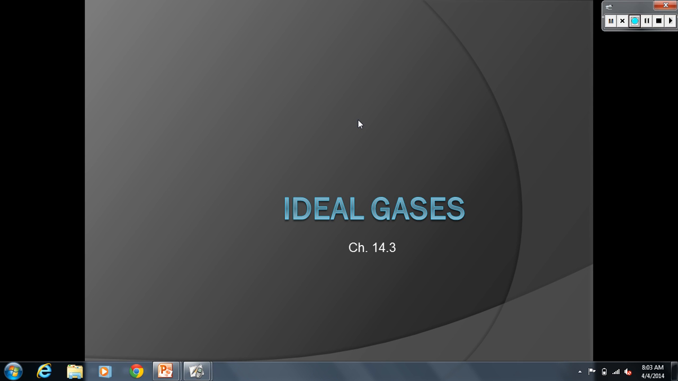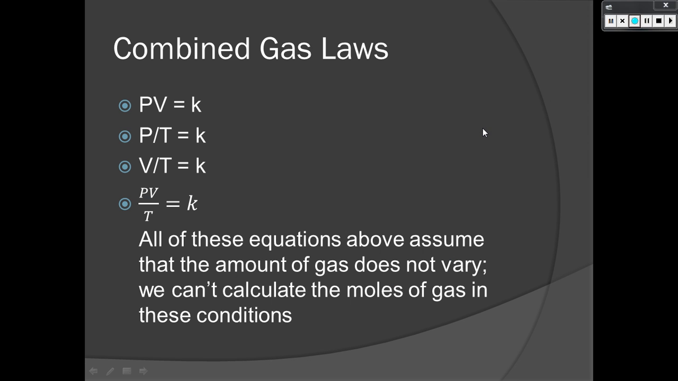These are notes on ideal gases, chapter 14, section 3. So first, just a review of the gas laws you've already learned. We know that pressure and volume are inversely proportional, so PV equals K, a constant.